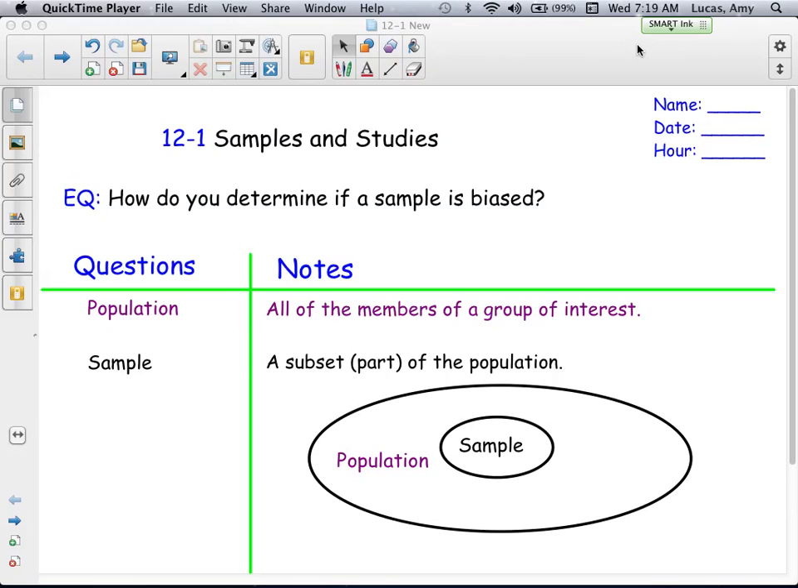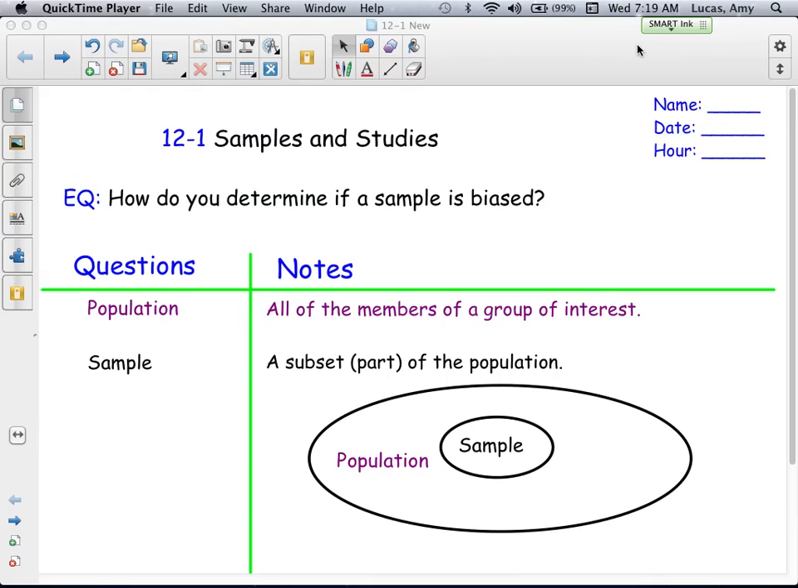Our first two vocab words are population and sample. A population is all of the members of a group of interest. A population is usually very large. A sample is a subset of the population, or it's part of the population. As you can see in the Venn diagram, the population is the whole group, and then the sample is one piece of that. So it's a smaller group that's part of the population.